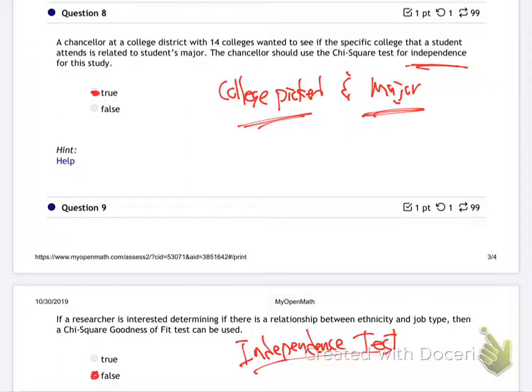Is this making more sense, how these different tests we've learned work? Independence is seeing if two different variables affect each other, like the type of job you have and your ethnicity. And goodness of fit is one variable, like blood type or political affiliation.